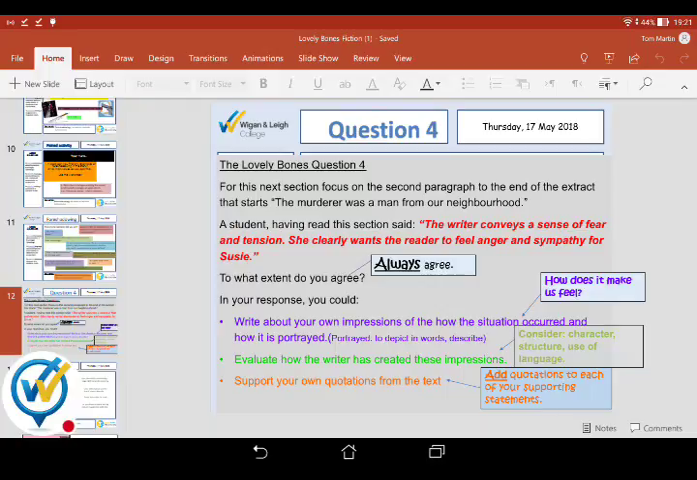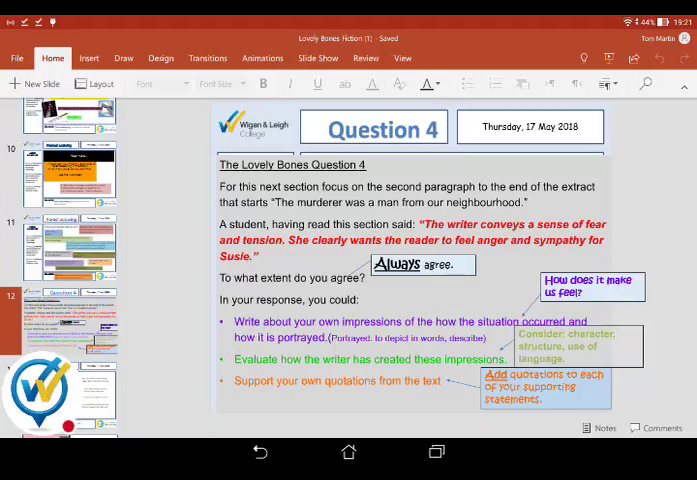Okay, so on here, there are 2 parts for this question. The first part, how the writer conveys a sense of fear and tension. So how has this writer used words to put that across to the reader? Conveys is just another word for shows or puts across with words. Okay, so we're going to have a look at that this evening. The next part of your answer would be that she clearly wants the reader to feel anger and sympathy for Susie. So again, 2 parts to this, sense of that fear and tension, and then I need to have a look at where this writer has used words where they make the reader feel angry that Susie's put herself in this situation, but also sympathy of her immaturity.